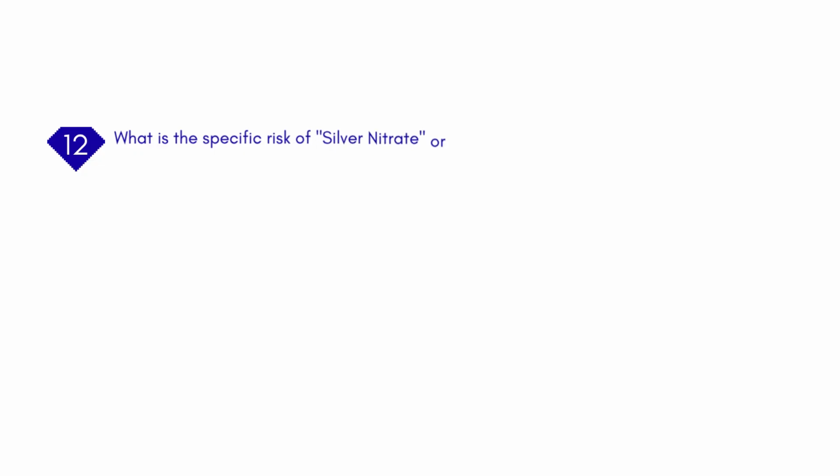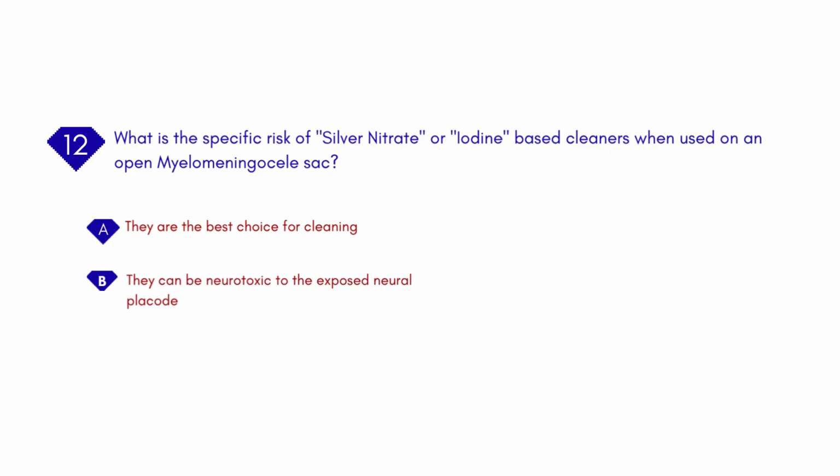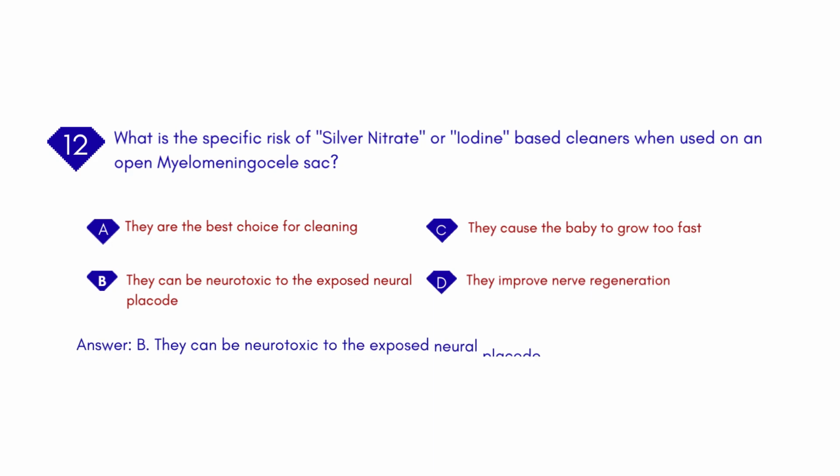What is the specific risk of silver nitrate or iodine-based cleaners when used on an open myelomeningocele sac? A. They are the best choice for cleaning. B. They can be neurotoxic to the exposed neural placode. C. They cause the baby to grow too fast. D. They improve nerve regeneration. Answer, B. They can be neurotoxic to the exposed neural placode.